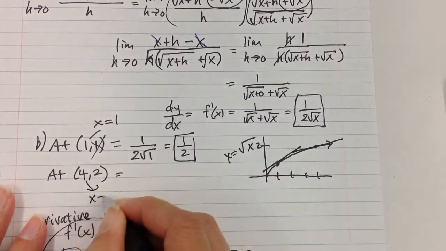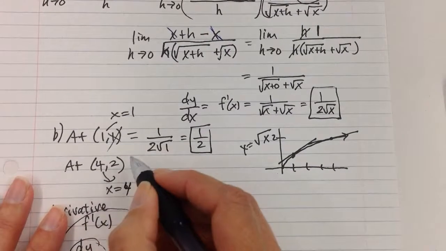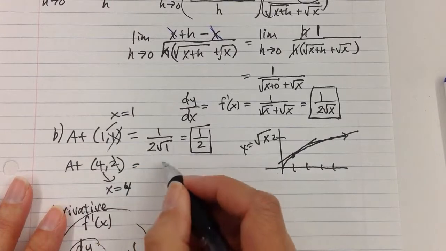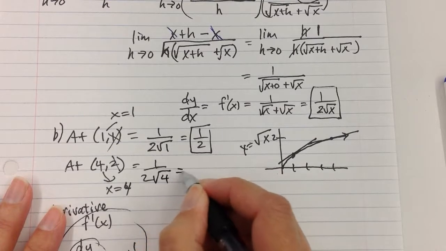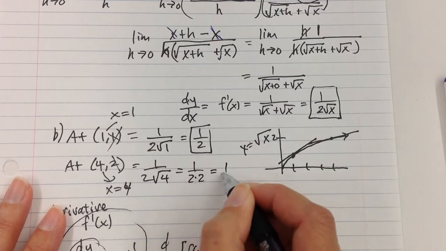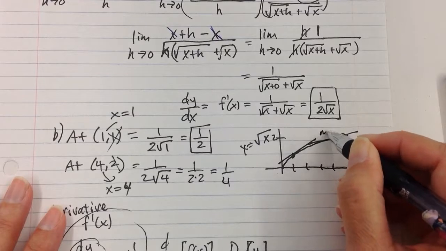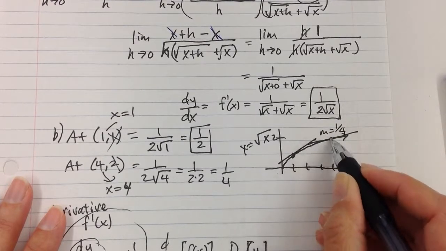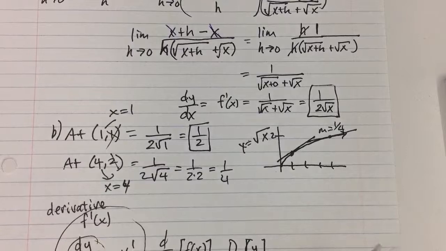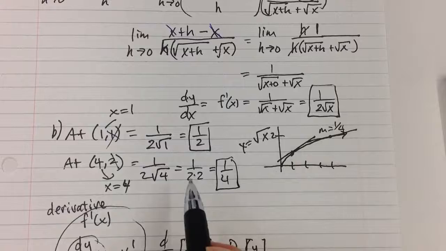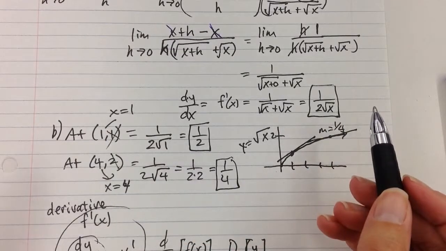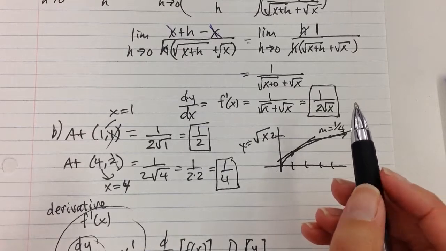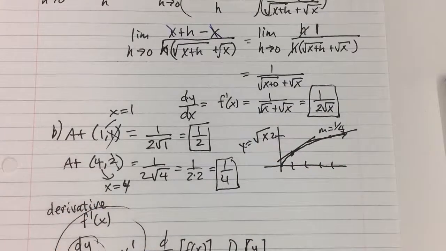All I care about is that the x coordinate is 4. I don't care that this y coordinate is 2. I'm just going to put 1 over 2 times the square root of x, so the square root of 4. 1 over 2 times 2 is 1/4. So the slope of this line is 1/4, up 1 over 4. Okay. And I can plug in any point I want on this half parabola into this equation, and it'll give me the slope at that point, because that's what the derivative is. Okay? And that's it. Now you're ready to tackle the rest of them.